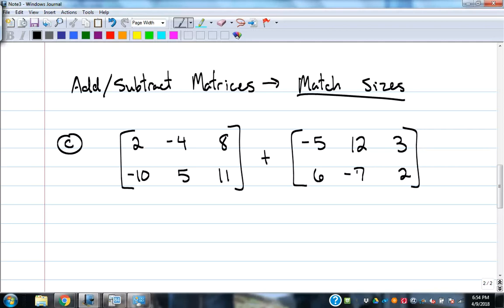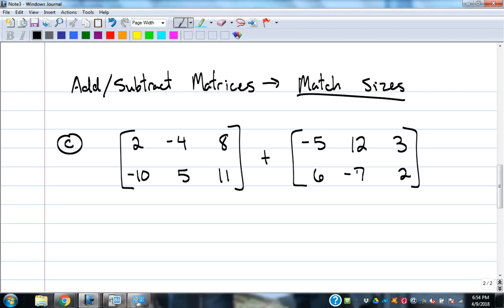And when you add matrices, they've got to be the same size so that you can add corresponding parts. Okay, whatever's in the first position, top row, first spot, adds to the top row, first spot.